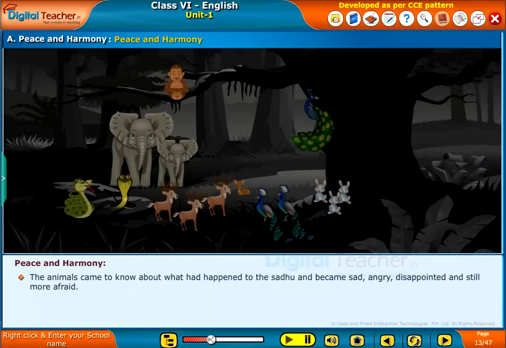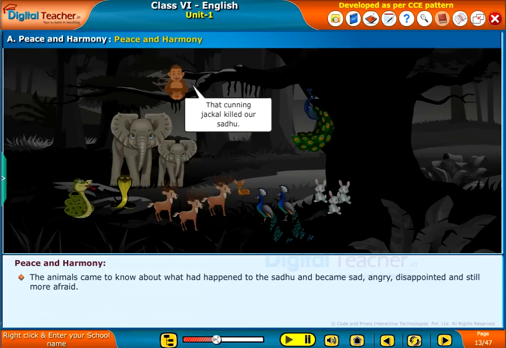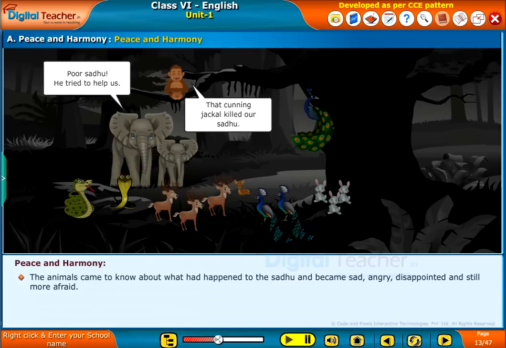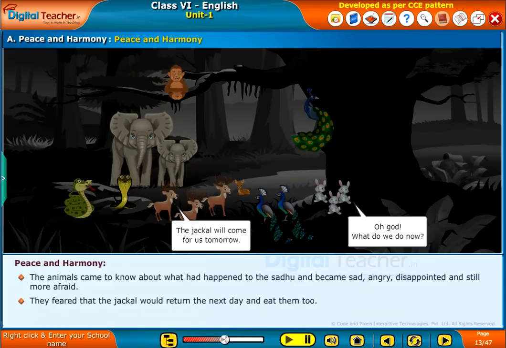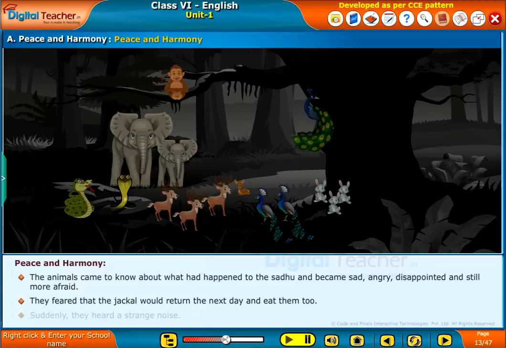The animals came to know about what had happened to the Sadhu and became sad, angry, disappointed, and still more afraid. "That cunning jackal killed our Sadhu." "Poor Sadhu! He tried to help us." They feared that the jackal would return the next day and eat them too. "The jackal will come for us tomorrow. Oh God, what do we do now?"